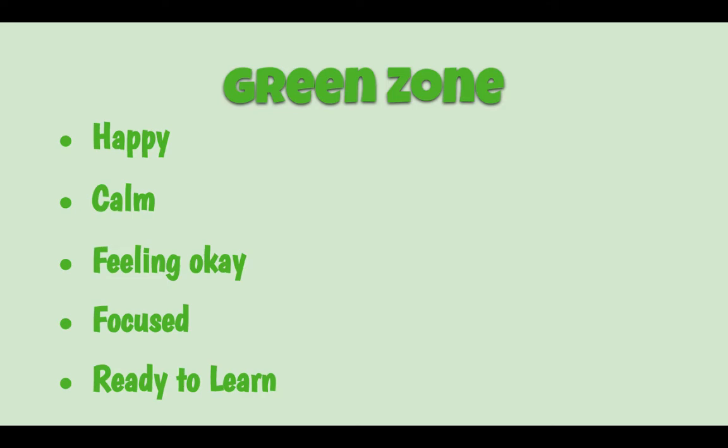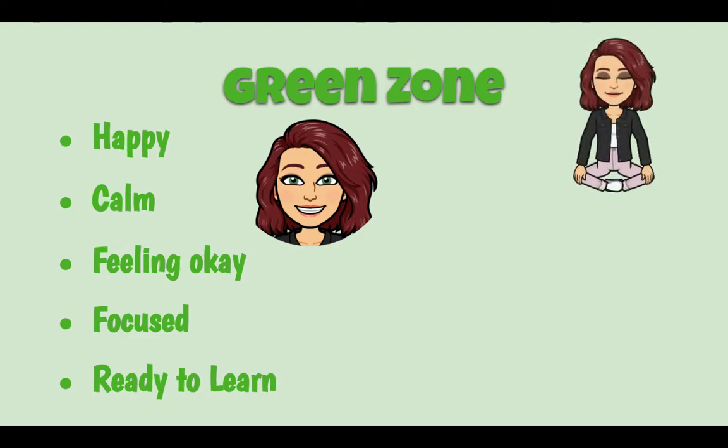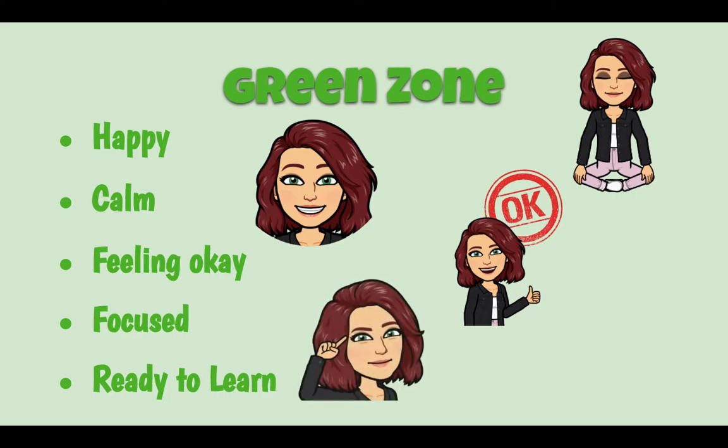doesn't always happen. So with our green zone, again, we see happy, and so you would see someone maybe with a smile on their face. And just because they don't have a big old grin on their face, that doesn't necessarily mean that they're not happy or that they're not in their green zone. They're calm, right? They're kind of zen, feeling okay, you're good, you're feeling all right, you're focused.